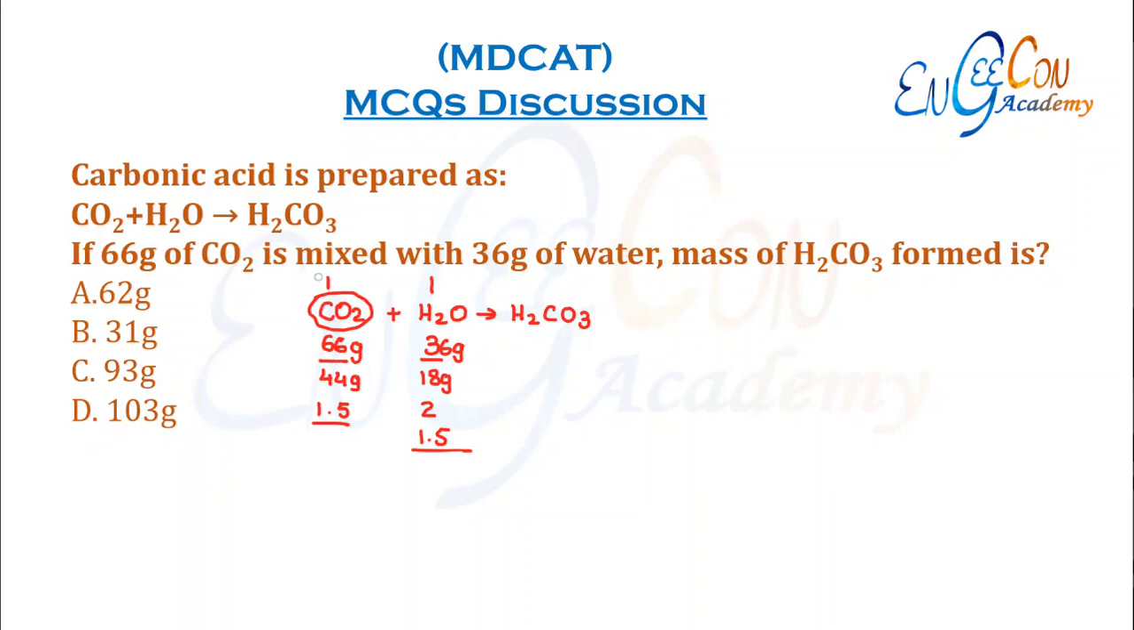According to the balanced chemical equation, 1 mole of carbon dioxide gives 1 mole of H2CO3. So 1.5 moles of carbon dioxide will give 1.5 moles of H2CO3. Now we have to calculate the mass of H2CO3. So we multiply moles with the molar mass of H2CO3. 48 is the oxygen, 12 is the carbon, 60 total, plus 2 for hydrogen. So the molar mass is 62 grams. Multiplying 1.5 by 62, we get 93 grams. So C is the correct option.